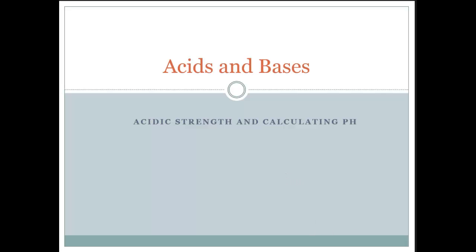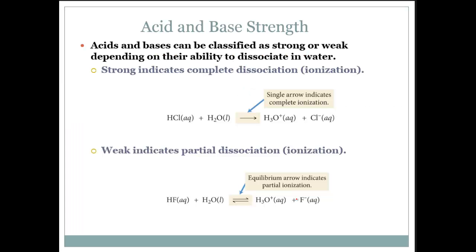In this tutorial, we will be discussing acidic strength and calculating pH. Acids and bases can be classified as strong or weak depending on their ability to dissociate in water. If you don't remember, the word dissociate means that it's going to break down into its ions.